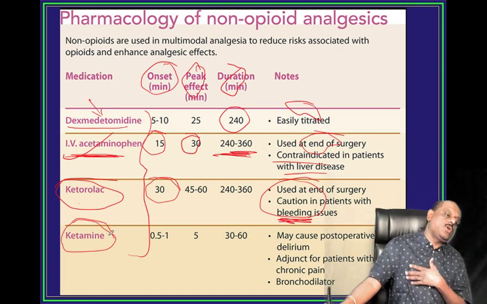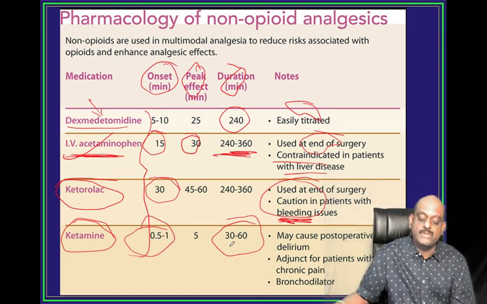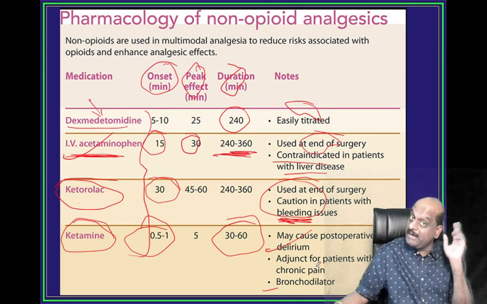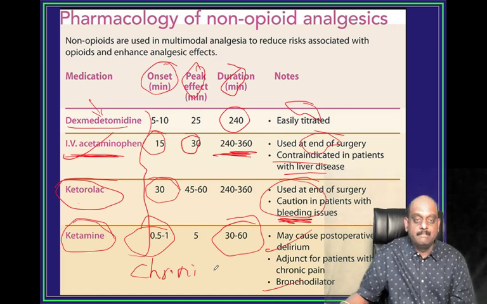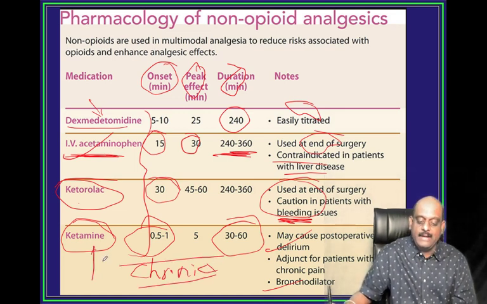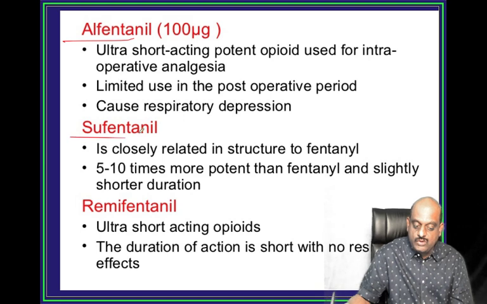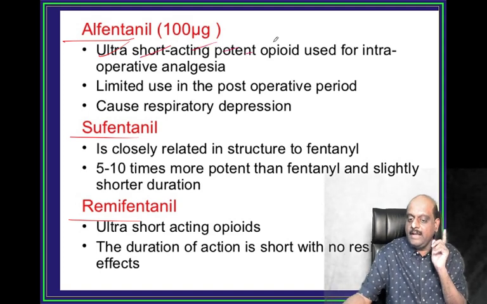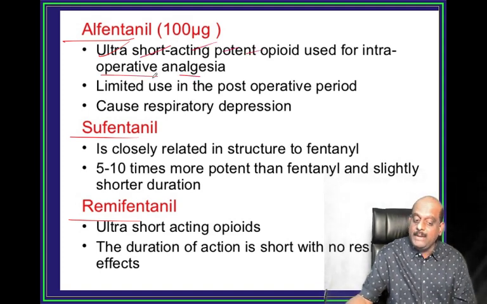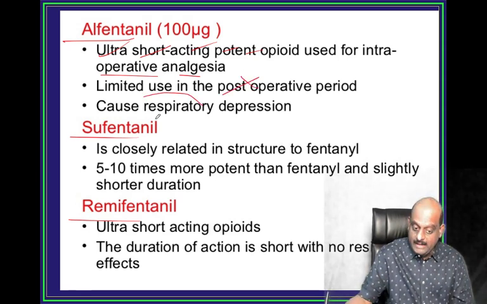Ketamine is also used as a non-opioid analgesic. Typically onset is half an hour to 1 hour, duration is 30 to 60 minutes. But it can lead to post-operative delirium, but it is a good bronchodilator. And it is an adjunct for chronic pain, burns, pain, etc. There, ketamine can very much be used. Now doctor, opioids: alfentanil, sufentanil, remifentanil, a few comments. Alfentanil, ultra short acting for intraoperative analgesia. It has no use in the postoperative period. It can lead to respiratory depression.